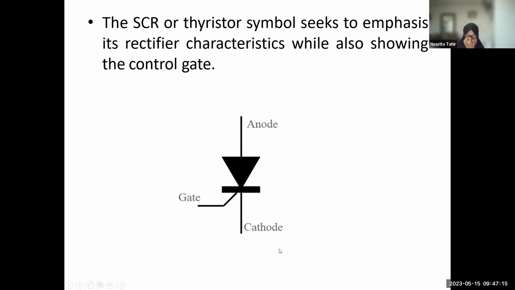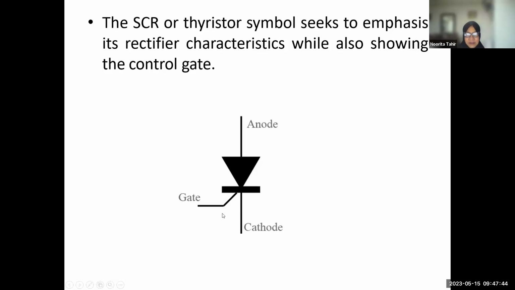Therefore, when the device is used in the AC scenario, it will conduct for a maximum of half cycle. In operation, the thyristor or SCR will not conduct initially. It requires a certain level of current to flow, to fire the gate, to activate this gate. Because once this gate activates, only then this thyristor will function.